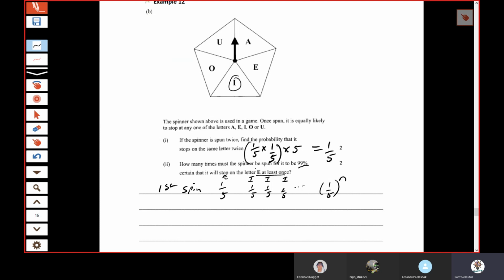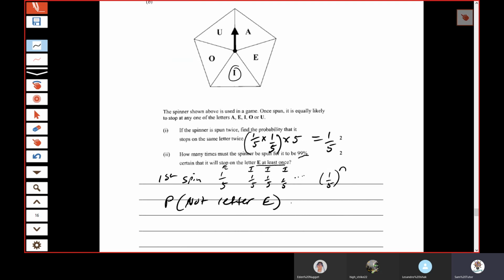For you to get letter E at least once, it's the probability of not getting letter E. Probability of not letter E is 1 minus not letter E. So these 4 letters, 4 out of 5. 1 minus 4 out of 5. So you just keep getting these ones.